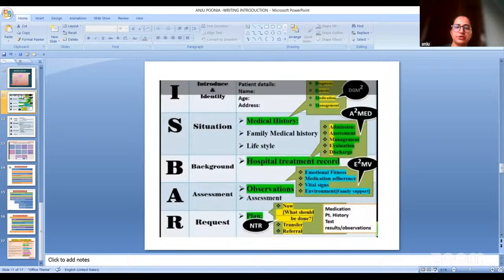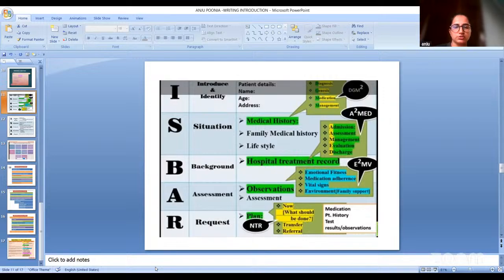Background: hospital treatment record, whether the patient is suffering from any condition or not. So hospital treatment record means admission, assessment, management, evaluation, and discharge. Assessment: observation and assessment. Observation includes emotional fitness and medication adherence, meaning he's taking some medication. If he is suffering from any disease and taking medication, it's crucial, because without thinking we might give some medication and it reacts.